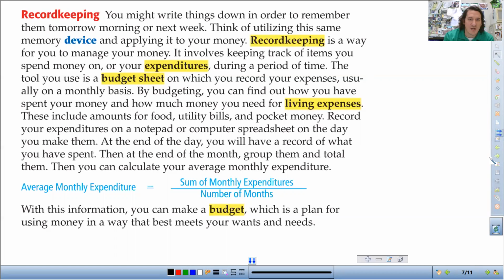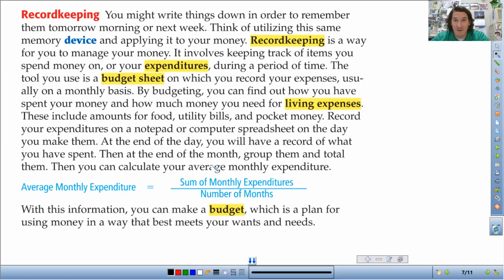Record your expenditures on a notepad or a computer spreadsheet on the day you make them. At the end of the day, you'll have a record of what you have spent. Then at the end of the month, group them and total them, and then you calculate the average based on this. And then with this information, you make a budget.